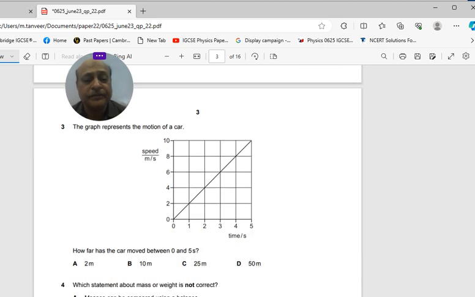Now question number 3. A graph represents the motion of a car. How far has the car moved between 0 and 5 seconds? You have to find the distance traveled by the car. Remember this: whenever a graph is drawn between speed and time, the area under the speed time graph gives the distance covered.